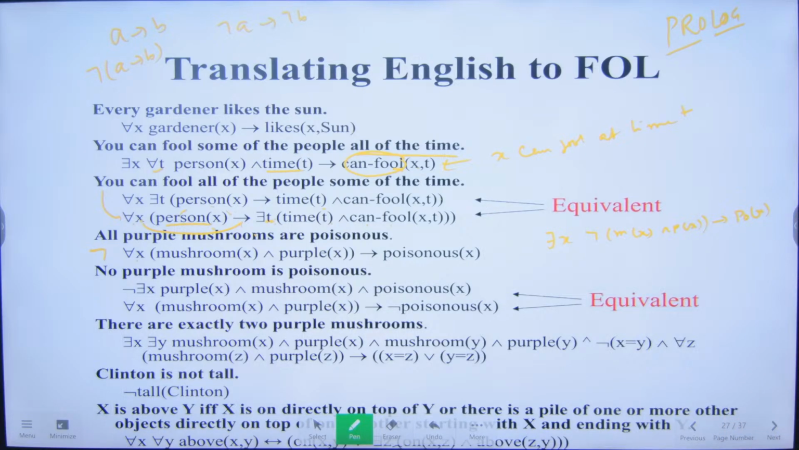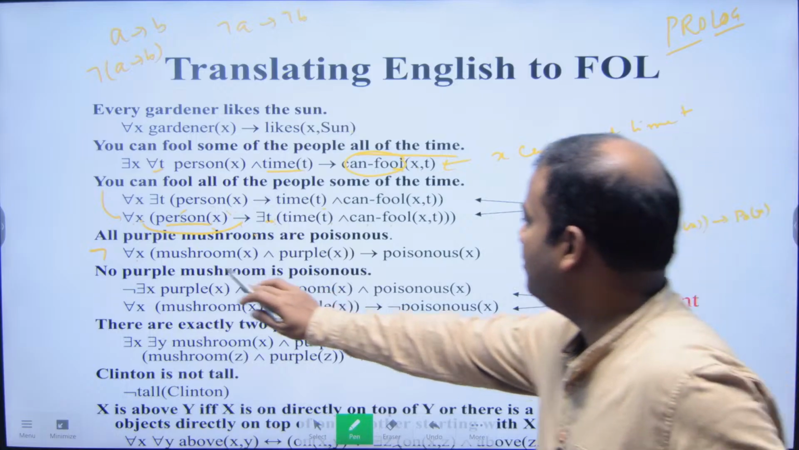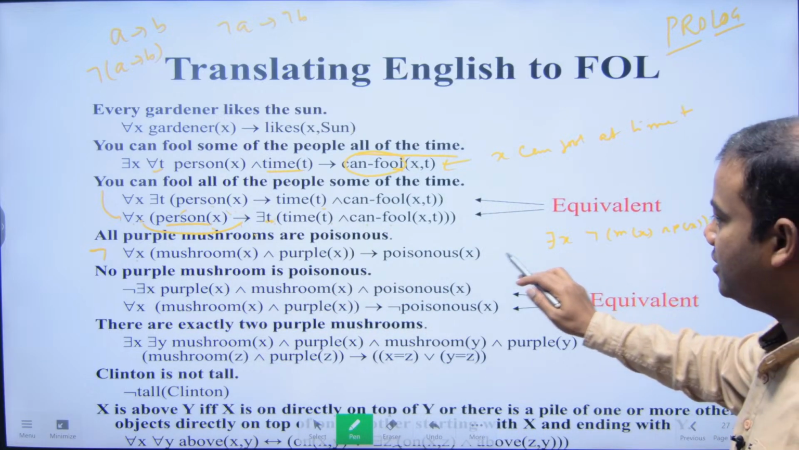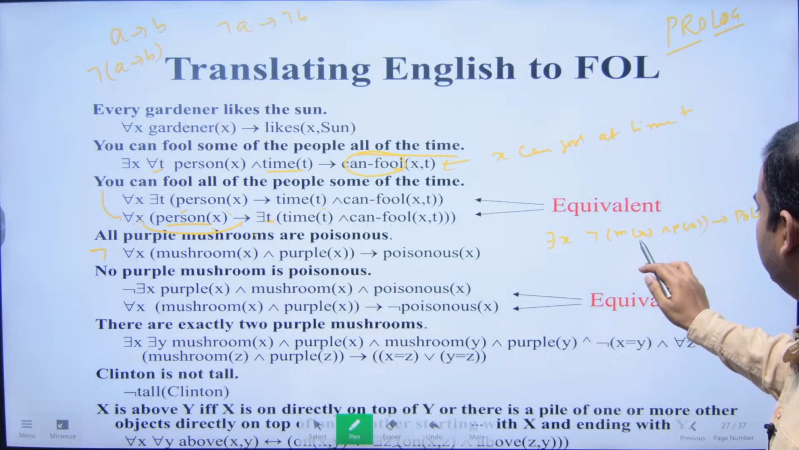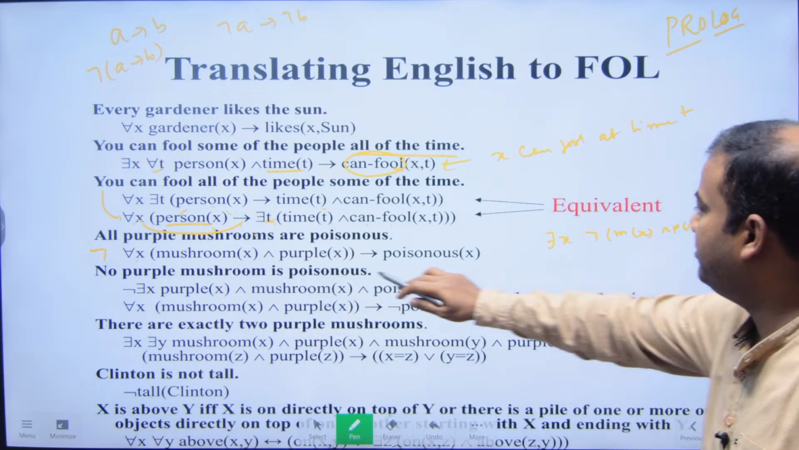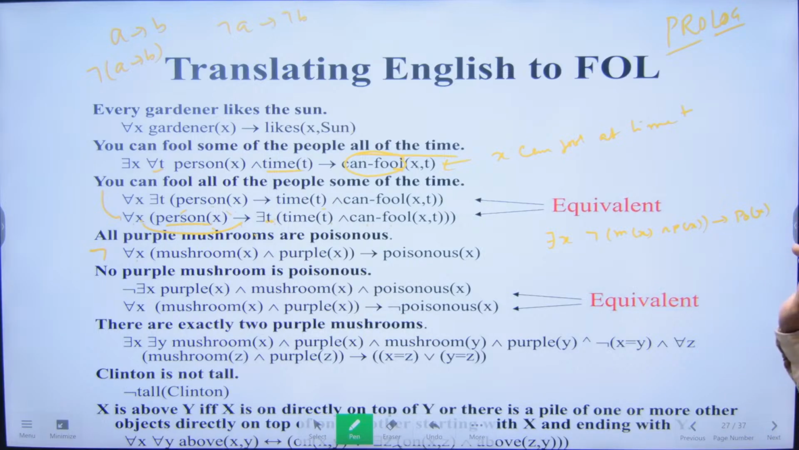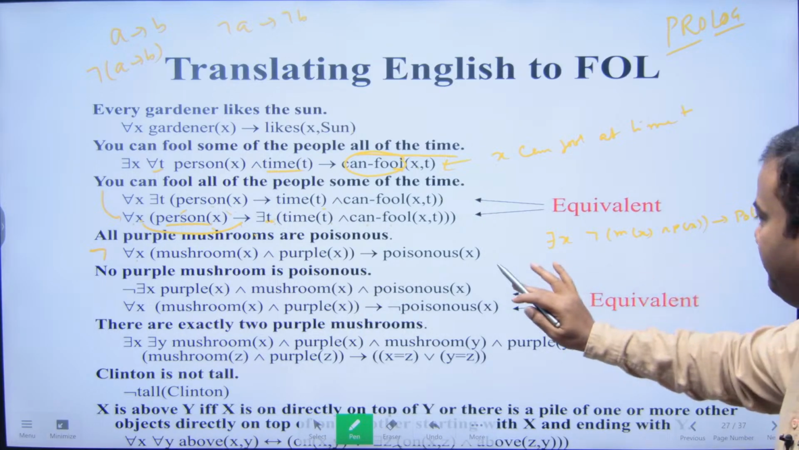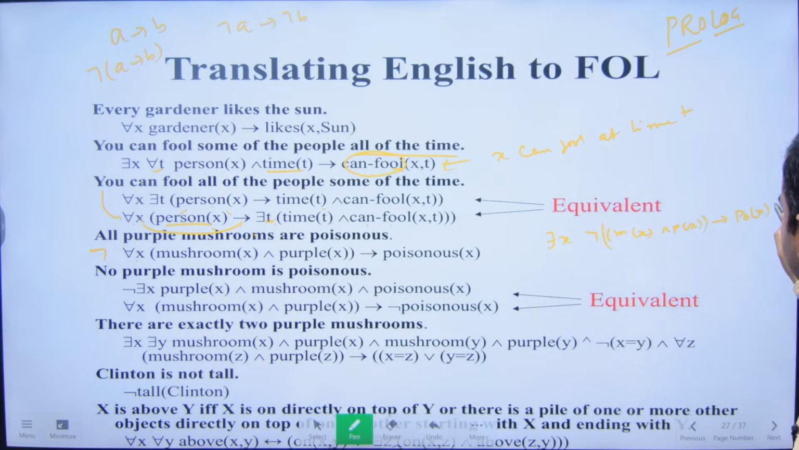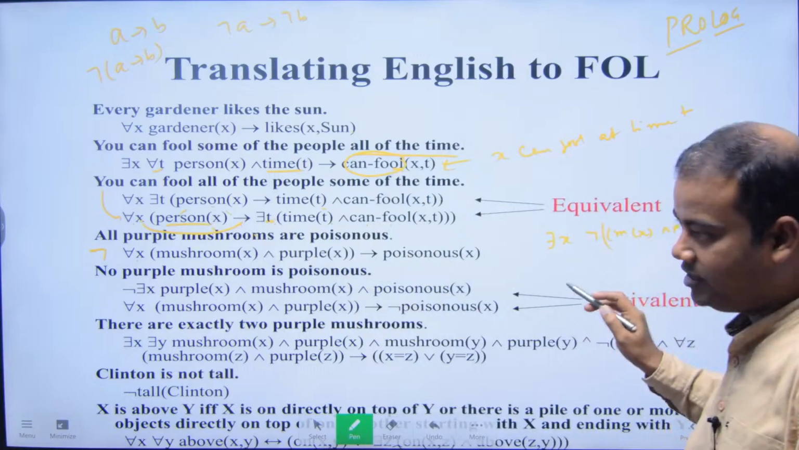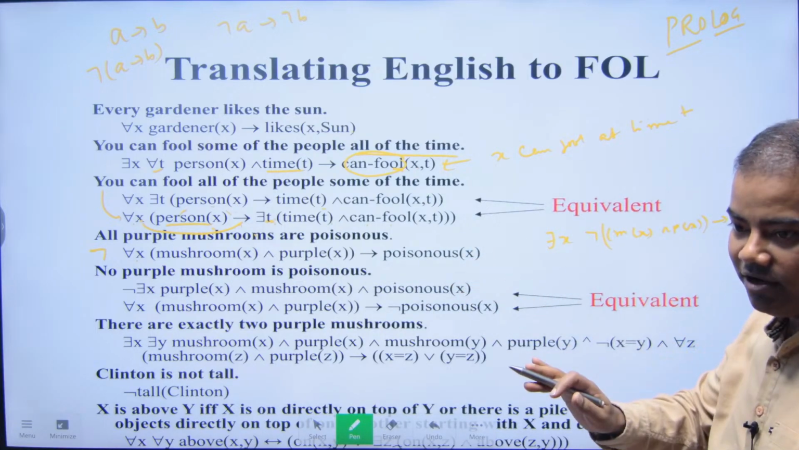Okay, repeat this one. I have written for all x, so that will convert into there exists x. Mushroom x is mushroom x only, purple I am representing with P, mushroom with M, and PO is poisonous. So I have written the same thing but with not. This is the expression for the negation of this statement.